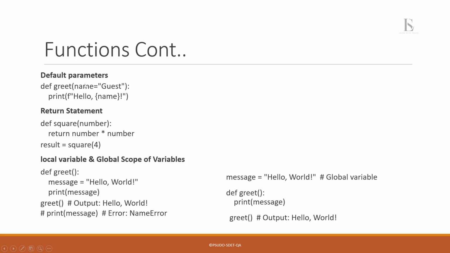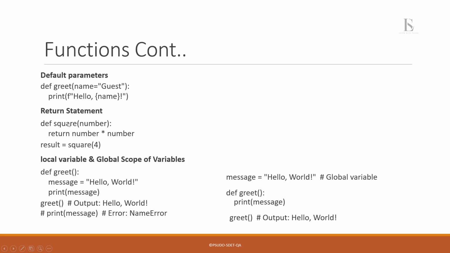Now default parameters are nothing but, if there are no arguments passed, then a particular default argument or default parameter is accessed. Say while I am calling this greet function and I'm not passing any, I'll just call the function greet. So by default, it will print hello guest. If I pass an argument here, say I'll say greet and pass John in my parameters, it would print hello John, right?